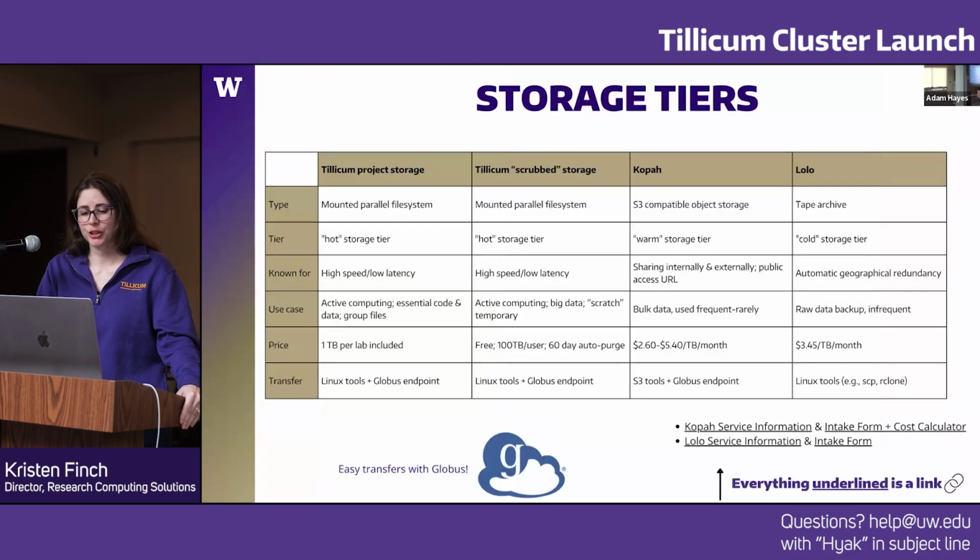Here's a little bit more about our storage tiers on Tillicum. We have our project storage. Like I said, for each research group, you'll have 1 terabyte of storage. This is where you want to keep your code spaces, your Conda environments, software, and lab shared files. This is permanent and it's going to be backed up with snapshots. This is also set up as a Globus endpoint, and you have Linux tools to transfer data back and forth. Then we also have our scrubbed storage, which is our temporary storage with a high user quota. It's going to have a 60-day auto purge, which we're implementing so that we keep this resource open for the community.